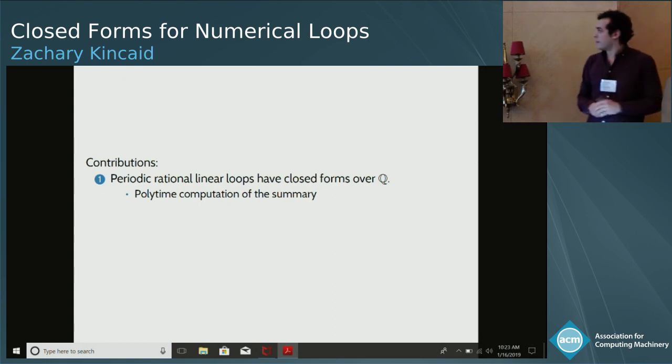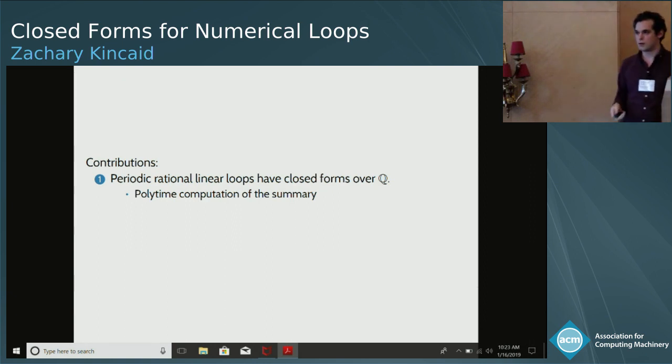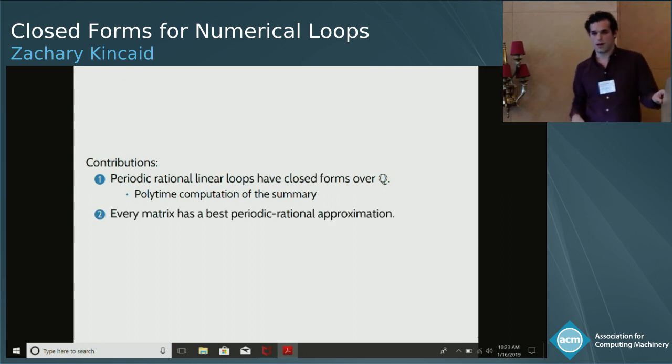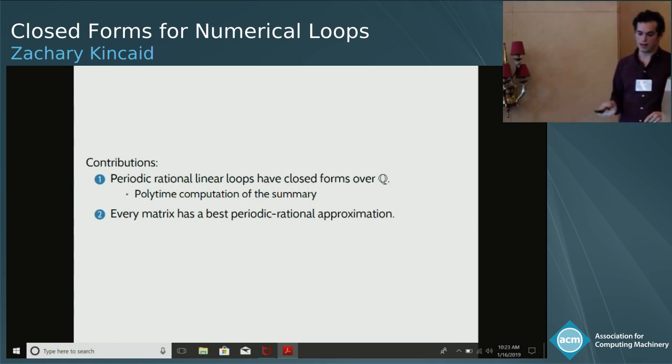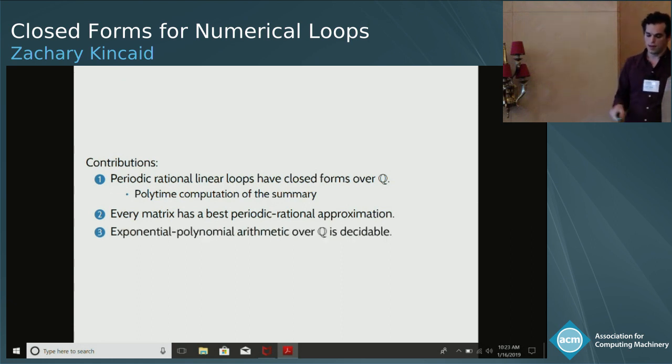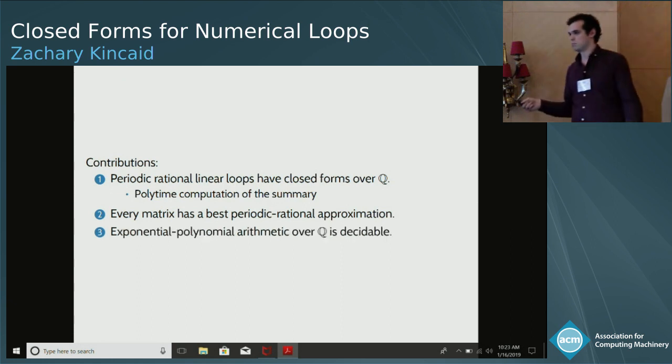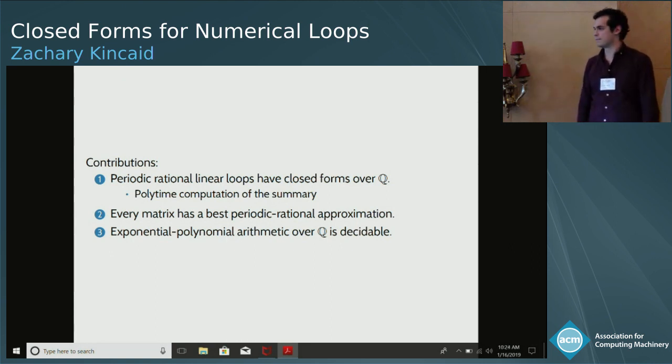Okay, so summing up, the contributions of the paper is one, a characterization of when we can express the closed form for a linear loop over the rationals and a polynomial time procedure for computing it. We showed that every matrix has a best approximation as a periodic rational matrix, and that this fragment we use to express closed forms is decidable. And that's it. Thanks.